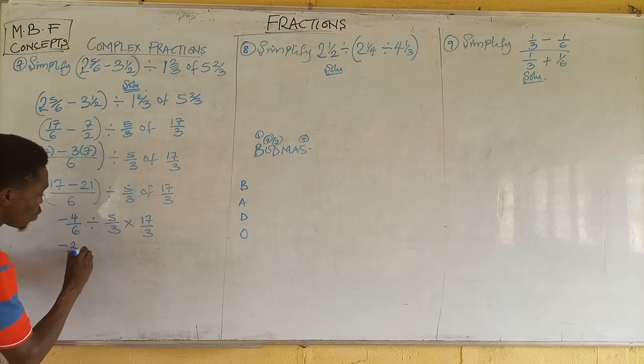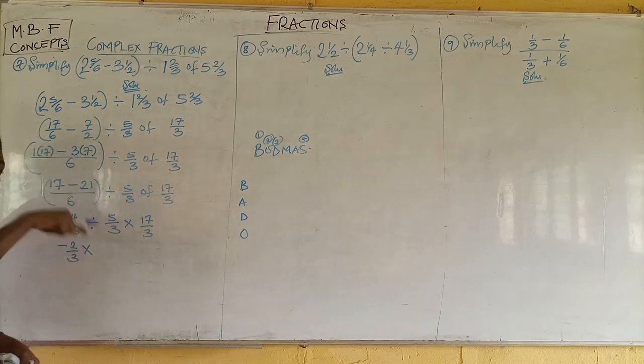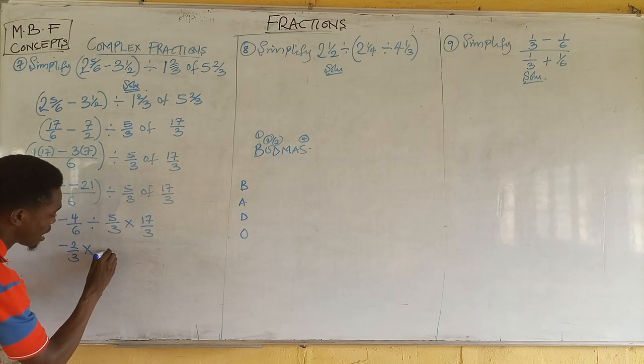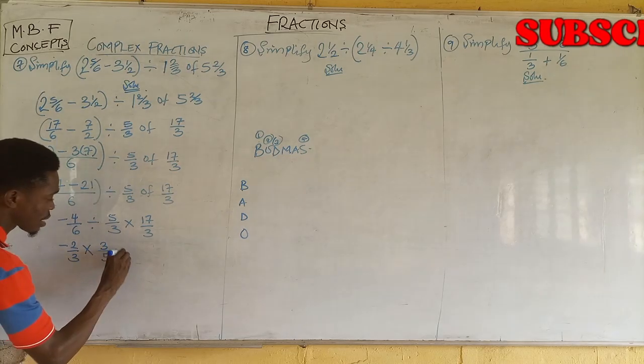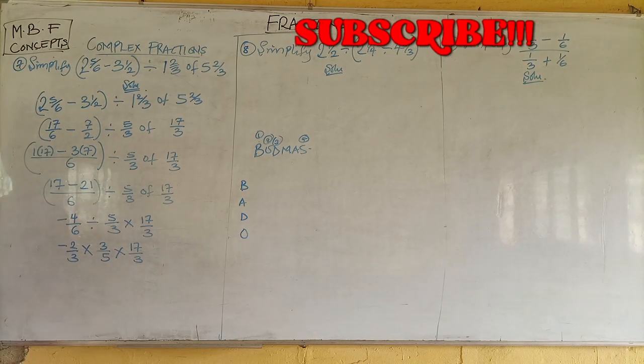Then this division sign, we quickly change it to multiplication and invert the fraction that comes immediately after the sign we changed. That is the only fraction you swap. So I'm going to now have this as my division: the numerator becomes the denominator, and the denominator becomes the numerator. Then times 17/3. That is as simple as this.